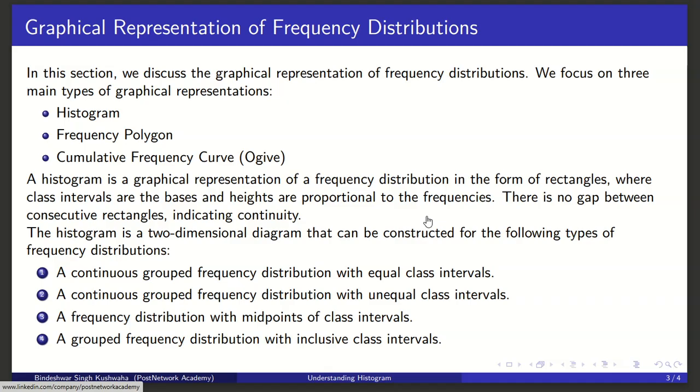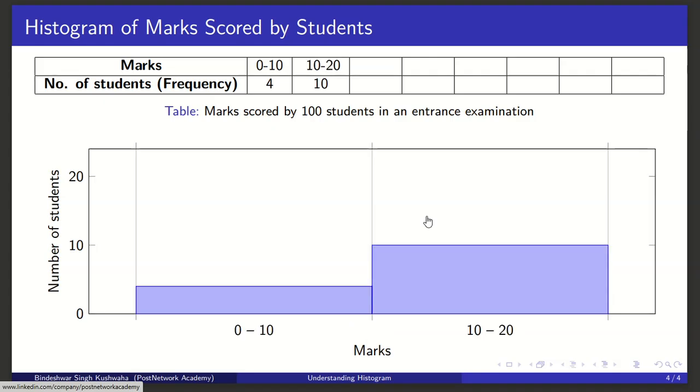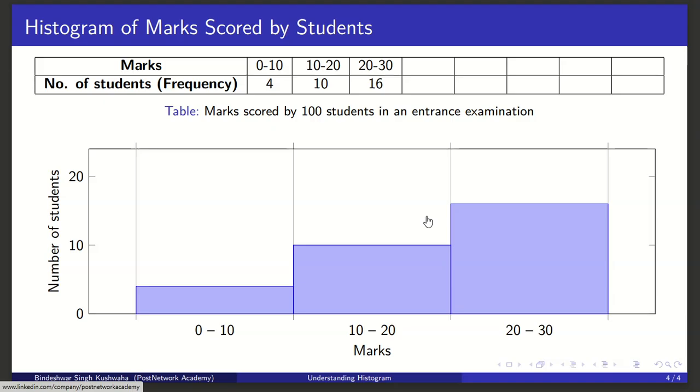Now let us take an example. I have taken marks of students in an entrance exam. How many students have got how many marks within a range? For 0 to 10 marks, there are 4 students, that is the frequency. You can also see the table and the plot. 0 to 10 marks, 4 students. 10 to 20 marks, 10 students. 20 to 30, 16 students.